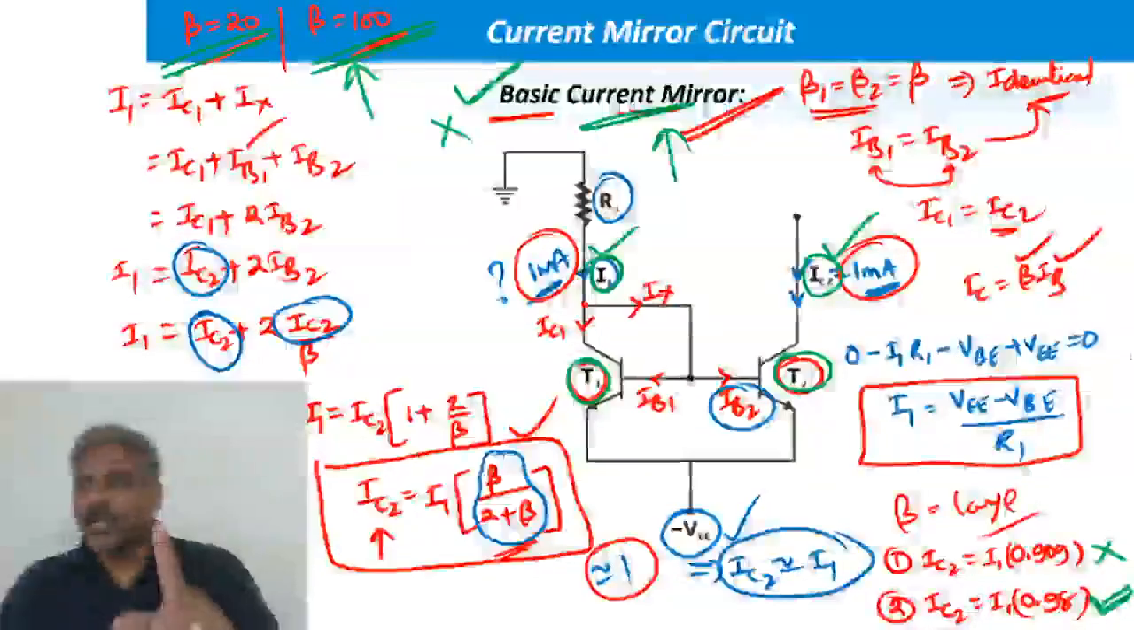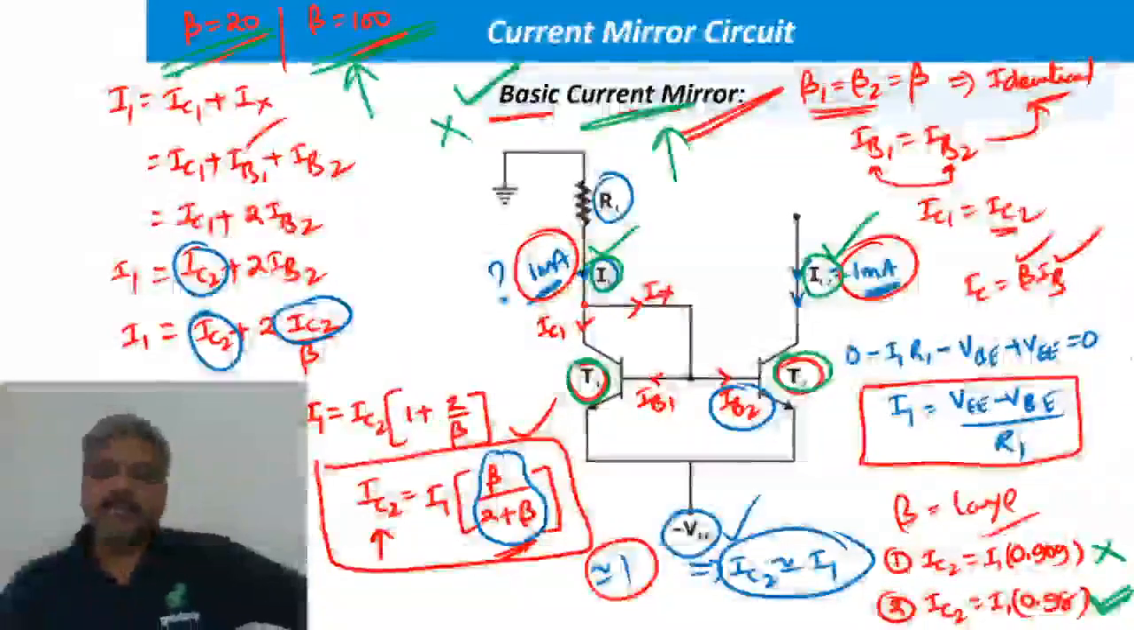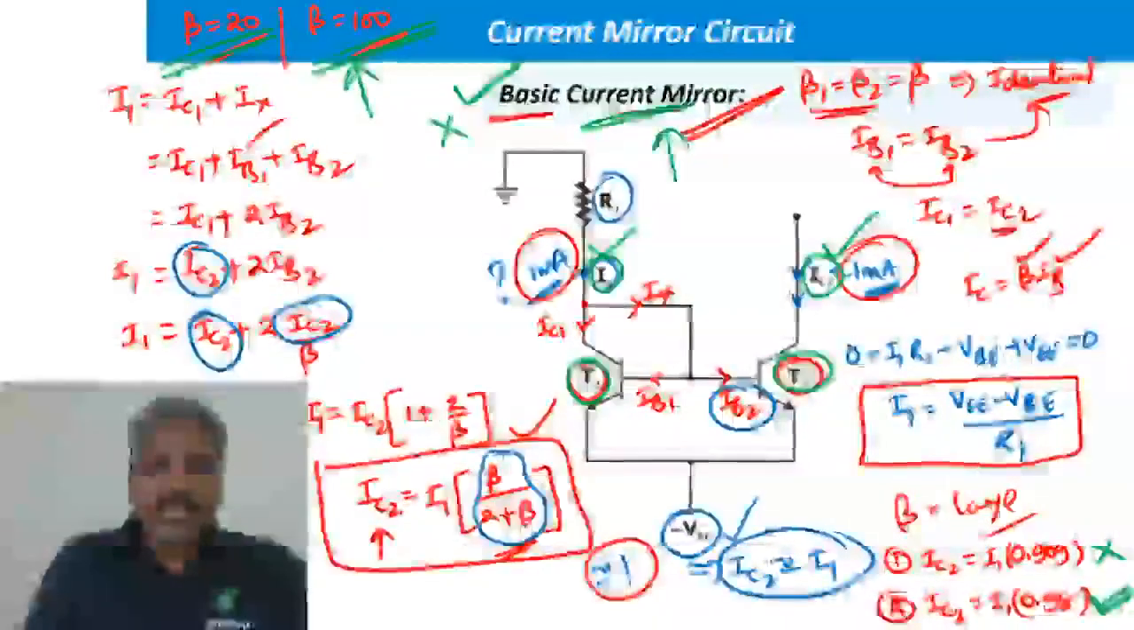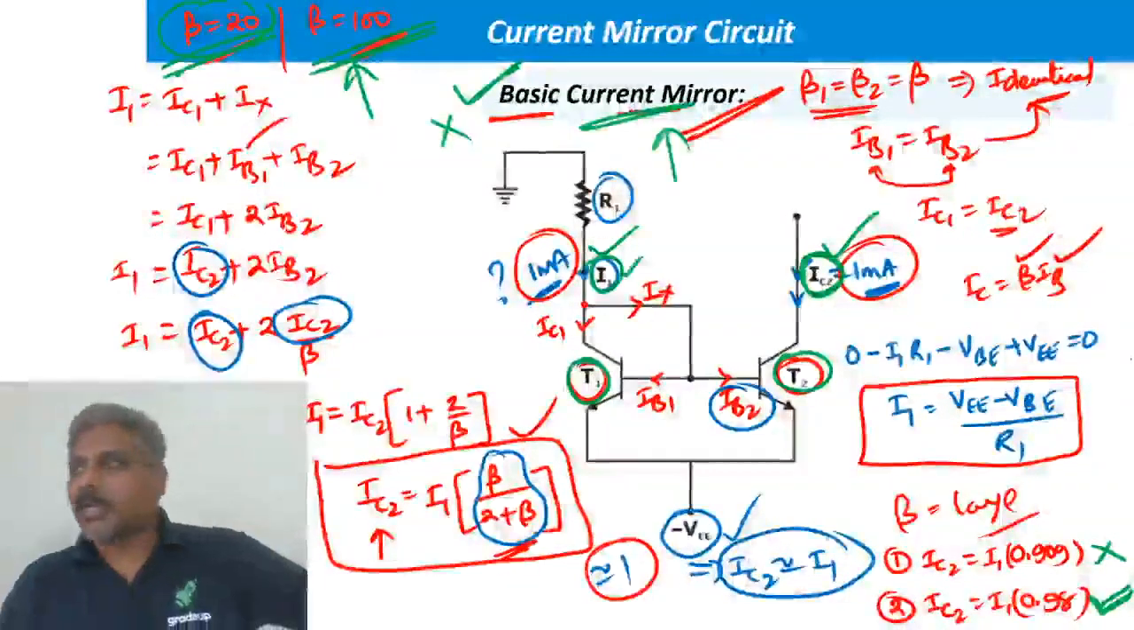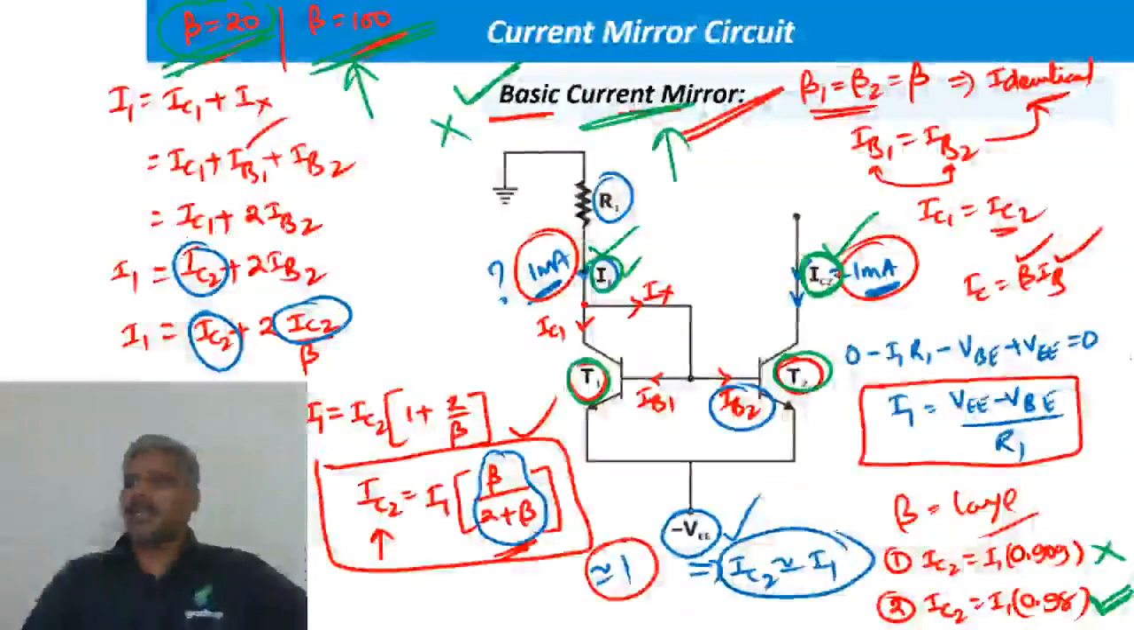Have the screenshot of this, guys. I will explain how to improve. Even if it is small beta, you want this current to be a mirror image of this current. How to get it? That I'll give you.